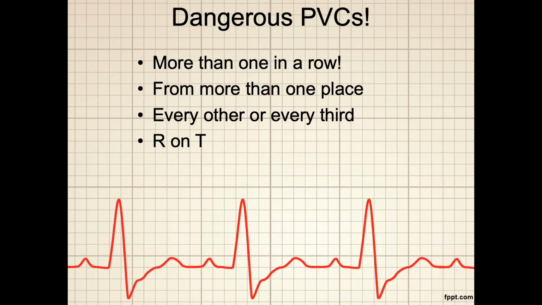PVCs may prove dangerous to your patient if there are more than one PVC that occur in a row. These are known as couplets, triplets, salvos, or runs for longer strings of PVCs. Multifocal PVCs, or PVCs that occur from more than one focus, are also considered dangerous, as are PVCs that occur every second or third beat, that is, bigeminal PVCs and trigeminal PVCs.